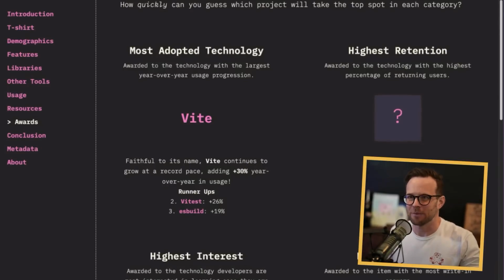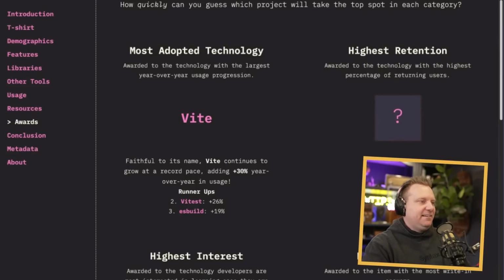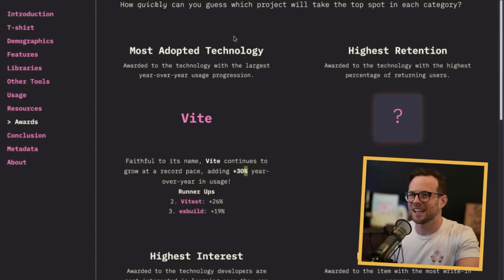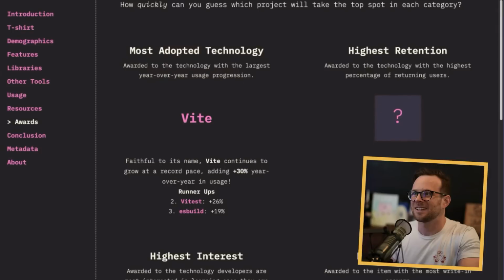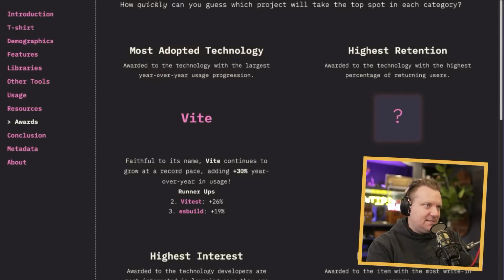It's sheer numbers of people. Yeah, that makes sense. Okay. 30% year over year usage. Impressive. That's my go-to. But we did note that, wow, it's the same as Webpack now. Yeah. So it's his year.